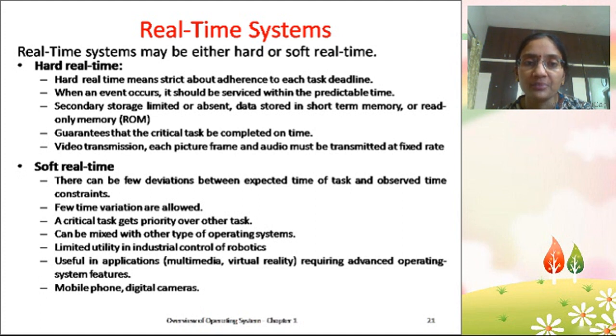Soft real-time system. There can be few deviations between the expected time of the task and the observed time constraint. Few time variations are allowed. The critical task gets priority over the other tasks. It can be mixed with the other types of operating system.